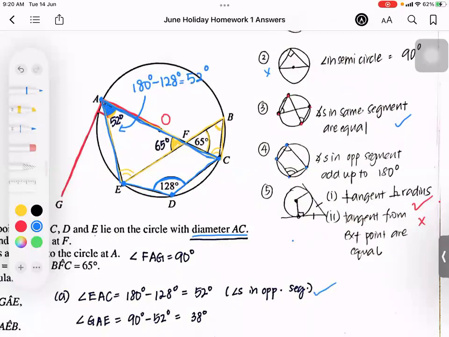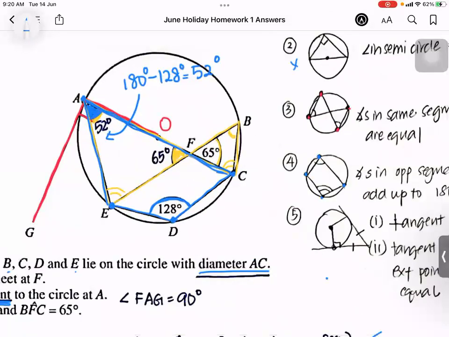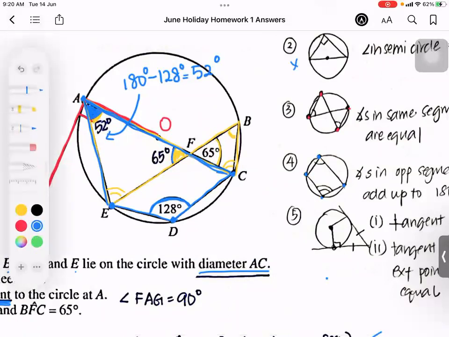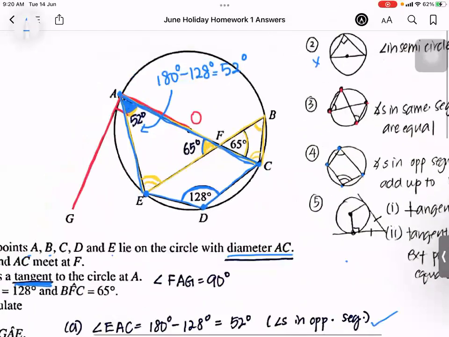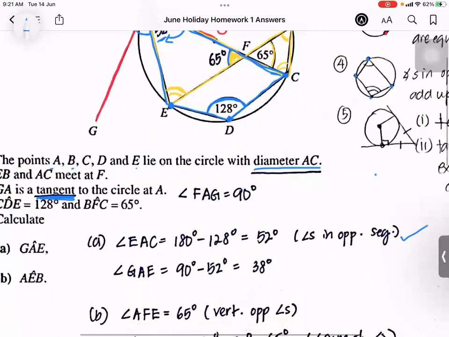Then my question tells me that I have this 152, and I got 65 here, so I can definitely find other values, such as this one over here, AEB. So let's go through the remaining parts of the question. Calculate angle GAE. Once I know this angle is 52, this angle will be 90 degrees minus 52. I should put one more: tangent perpendicular to the radius. Is that okay?